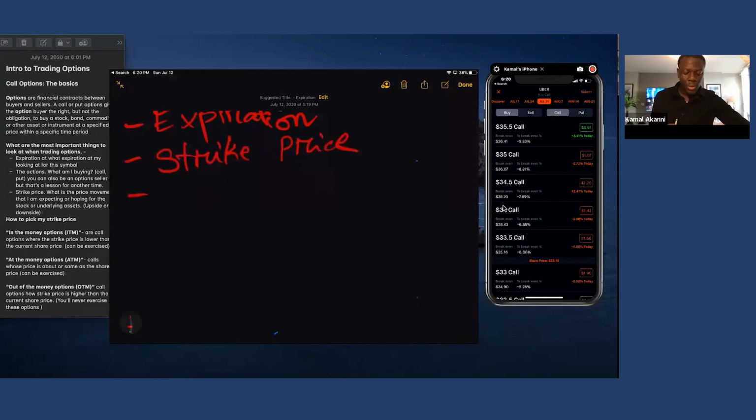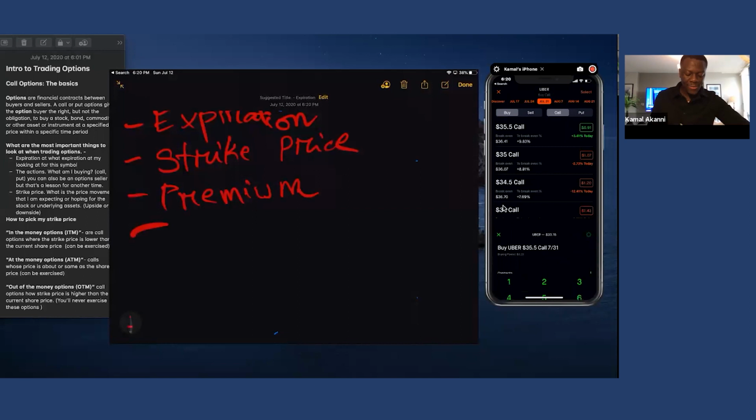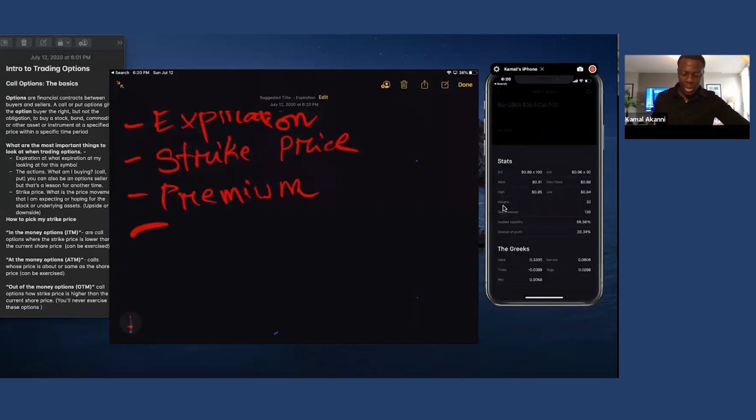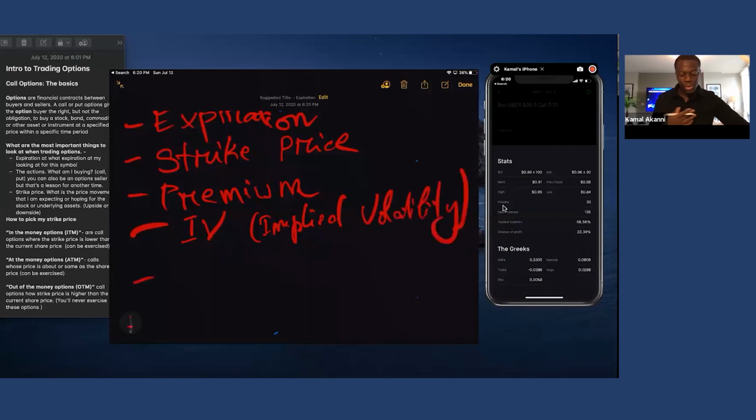Third will be, I'll say, the premium. And fourth will be, let's say, the implied volatility. And the last thing I personally looked at is the volume.